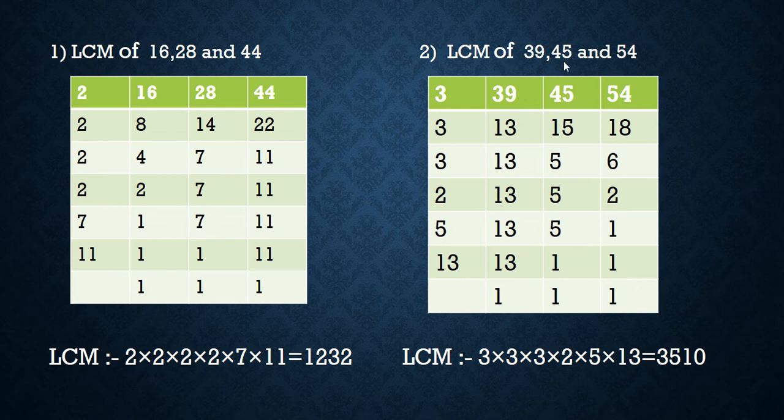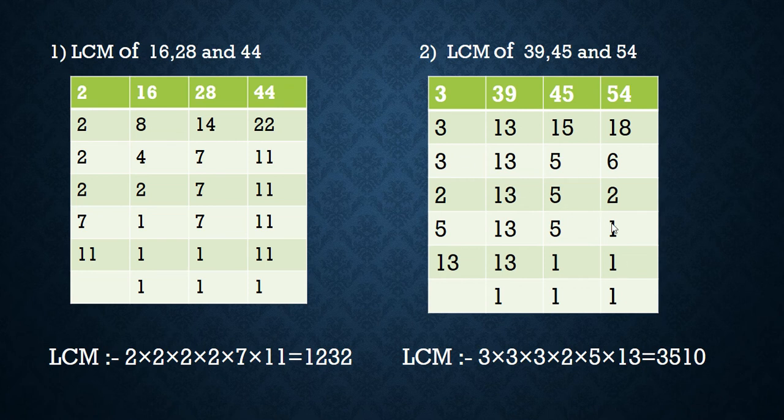Similarly you have to do this for 39, 45 and 54. Now you can see that in 2's table 39 will not go, 45 will not go. So we have to think about 3. So 3 13s are 39, 3 15s are 45, 3 18s are 54. Again we'll write 3 5s are 15, 3 6s are 18. 13 we'll write as it is, because we got a prime number. It will only go in its own table and in one's table. So again we'll write this 13 as it is, 5 as it is, 3 2s are 6, right?